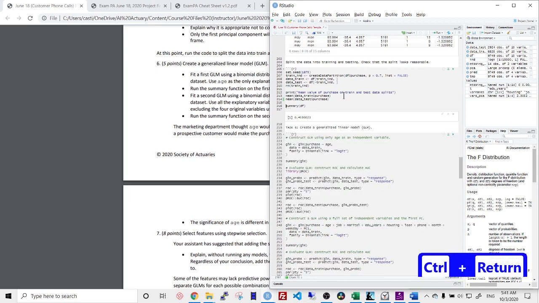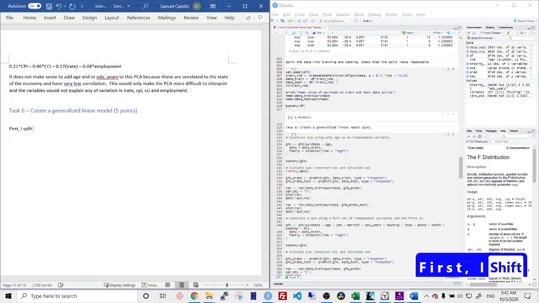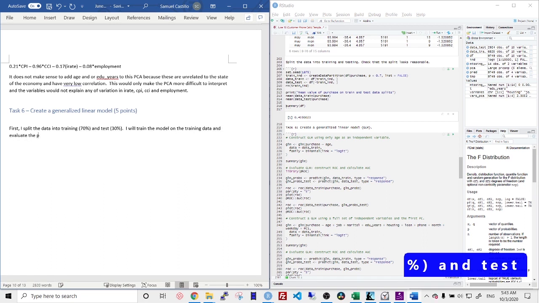And I see that this is about 47.46 in each. So first I will just comment and say that. First, I split the data into training, which is 70%, because here it says p is equal to 0.7, and test 30%. I will train the model on the training data and evaluate the performance on the test data. And I checked that the purchase percentage was about 46% in each data set.